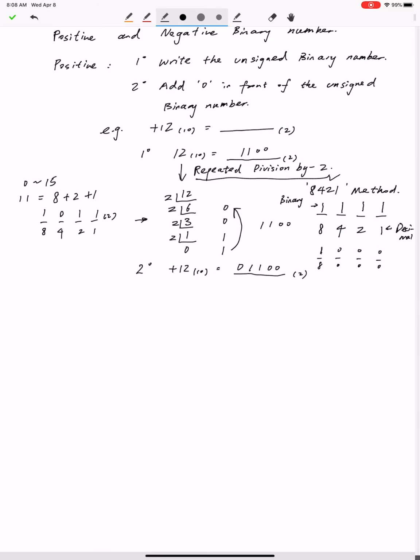So that's how we represent a positive number. How about a negative number? How to represent a negative number, right?